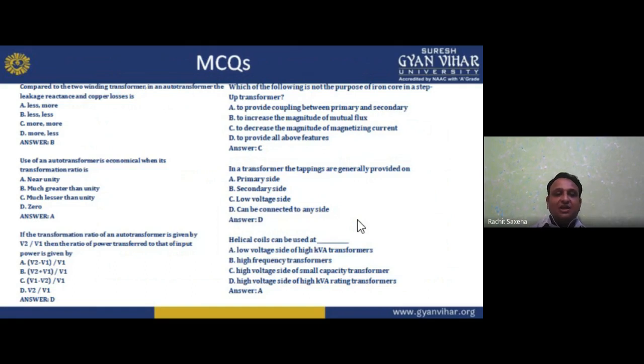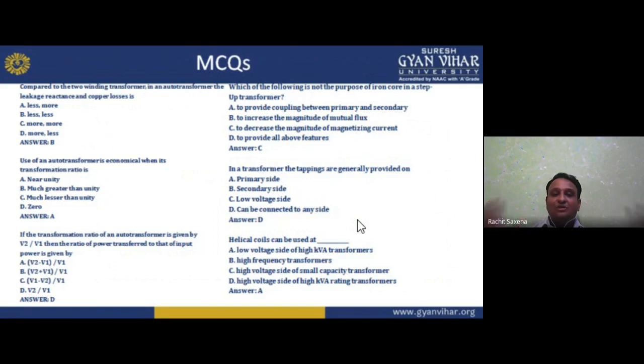So option is A. If the transformation ratio of an auto transformer is given by V2 by V1, then the ratio of power transfer to the input power is given by the options, and similar to that we have V2 by V1. The option is D. Which of the following is not the purpose of the iron core in a step-up transformer? To provide coupling between primary and secondary, to increase the magnitude of mutual flux, to decrease the magnitude of magnetizing current, or to provide all the above features. So option is C. Not a purpose: to decrease the magnitude of magnetizing current.